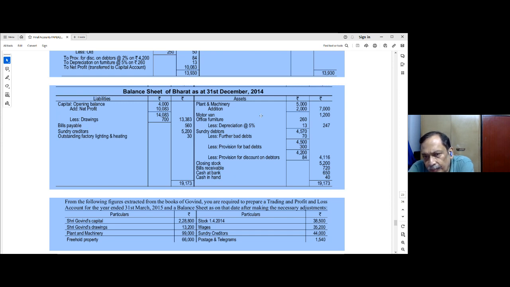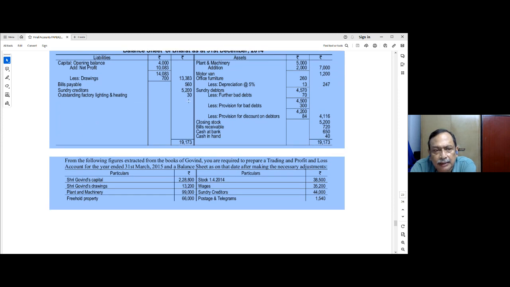Then sundry debtors, less further bad debts, less provision for bad debts, less provision for discount on debtors, then closing stock, then bills receivable, then cash at bank, then cash in hand. And in the liability side, we are having capital, opening balance, add net profit, less drawings, then bills payable, sundry creditors, outstanding factory lighting and heating. So by doing this, we'll find that the balance sheet total is tallied, that is 19,173.